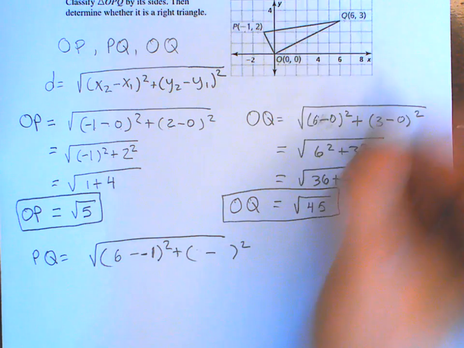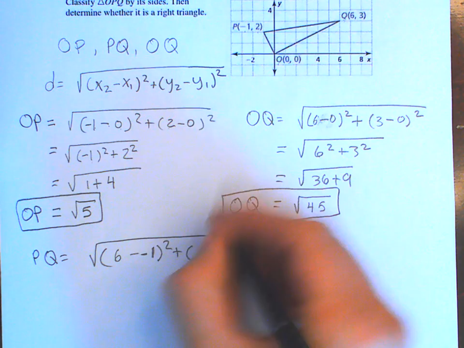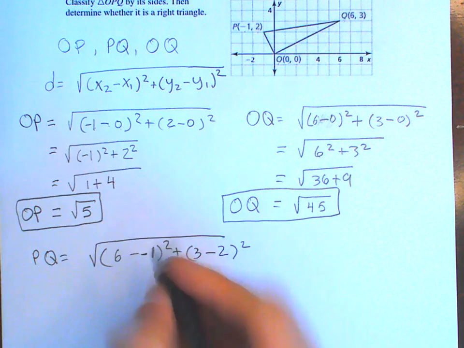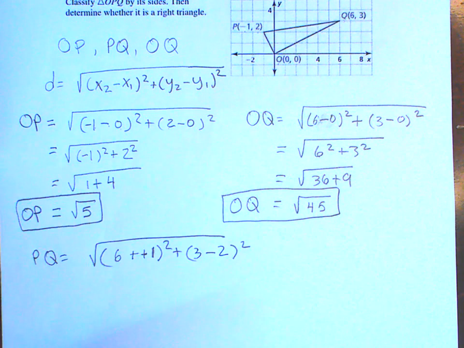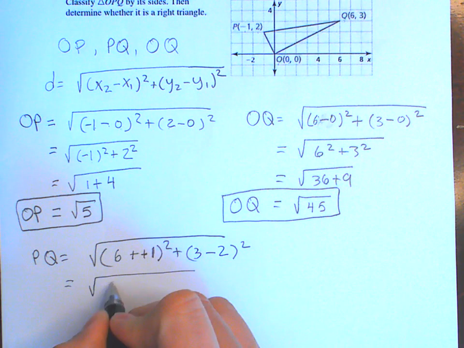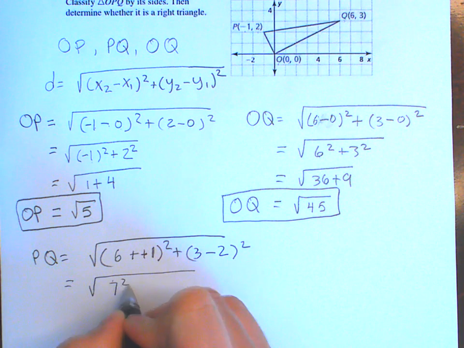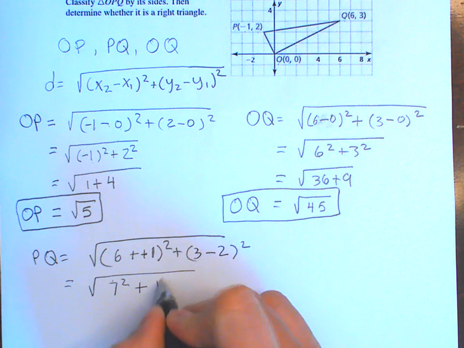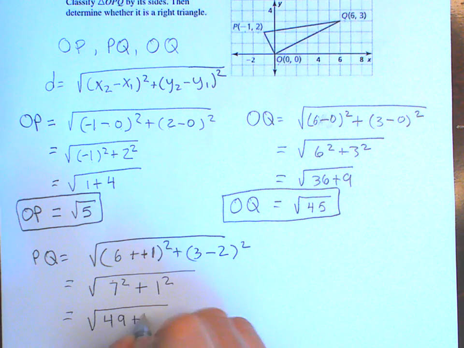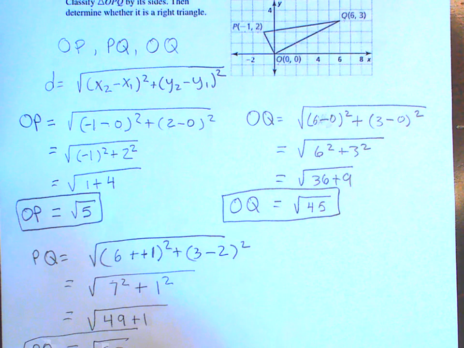Okay, so 3 minus 2. Hopefully I won't make a mistake. Okay, 3 minus 2. This is going to turn to addition. That's going to be 7 squared. That's going to be 1 squared, which is going to give me 49 plus 1, which is the square root of 50. So PQ is the square root of 50.